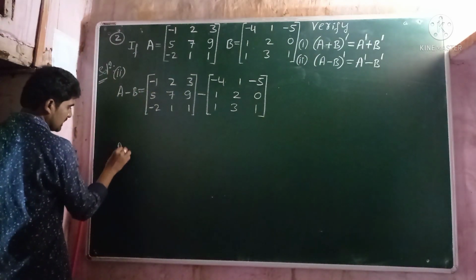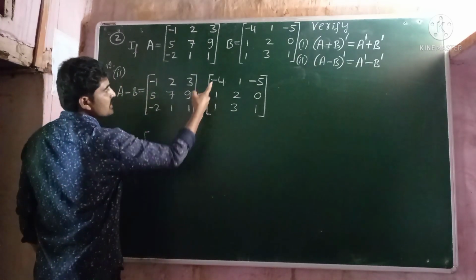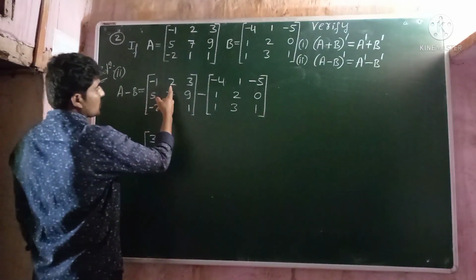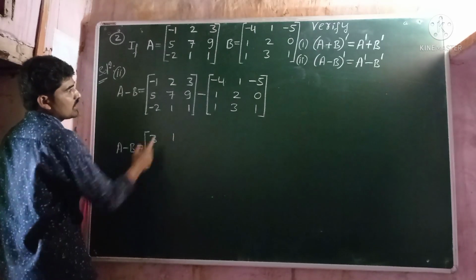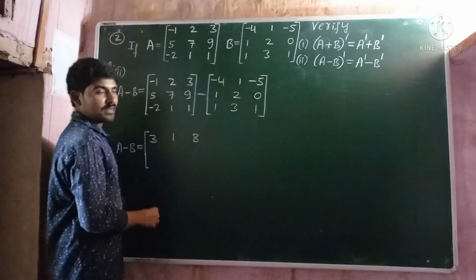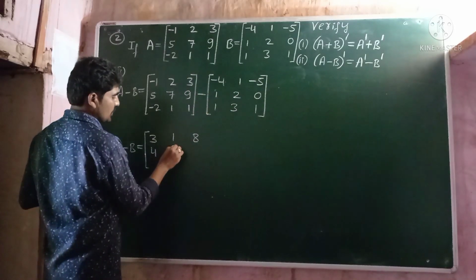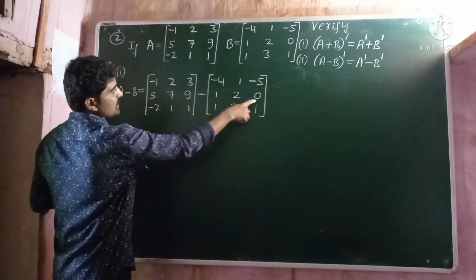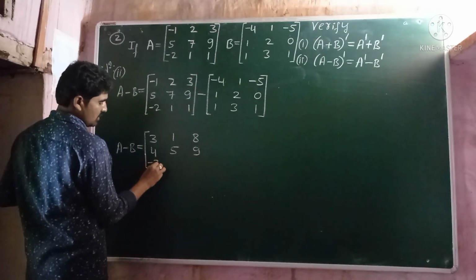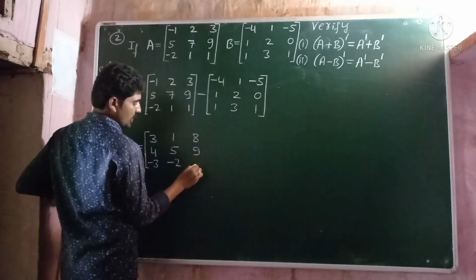So therefore, matrix A minus B is equal to: -1 minus into minus plus, so -1 plus 4 is 3. 2 minus 1 is 1. 3 minus into minus plus, so 3 plus 5 is 8. 5 minus 1, 4. 7 minus 2, 5. 9 minus 0, 9. -2 minus 1, -3. 1 minus 3, -2. 1 minus 1, 0.